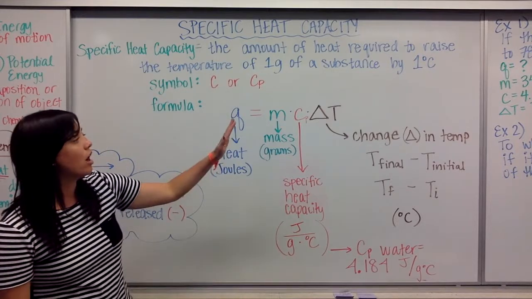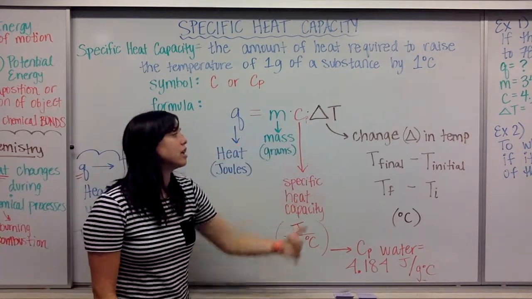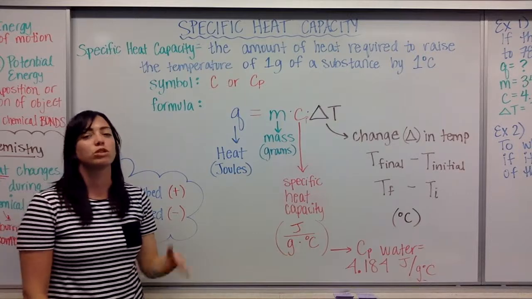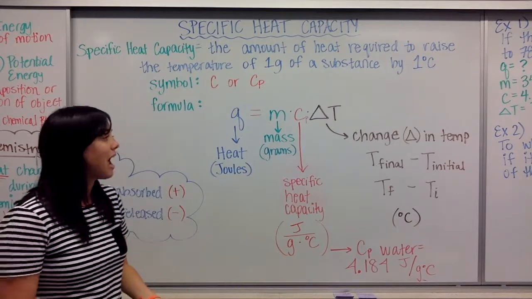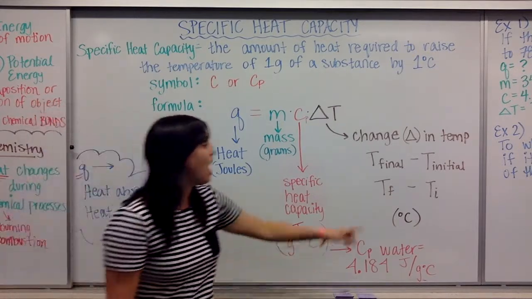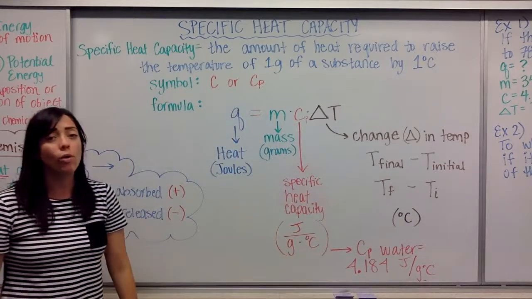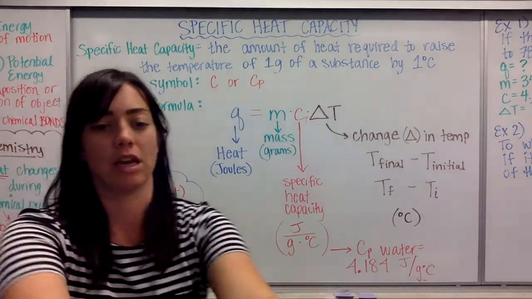And then our delta T is really the change in temperature, and that is equal to our final temperature minus our initial temperature, or TF minus TI. And that is always going to be in degrees Celsius.